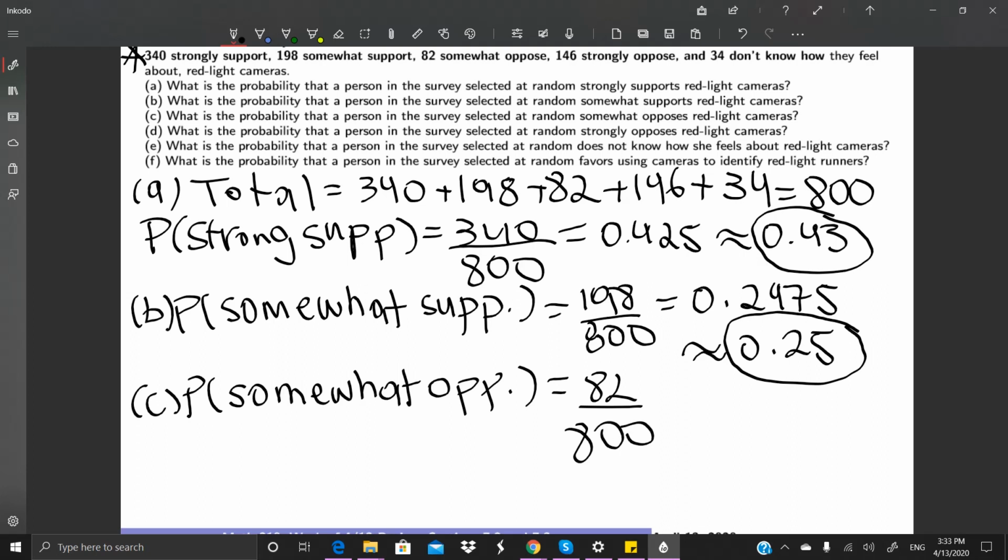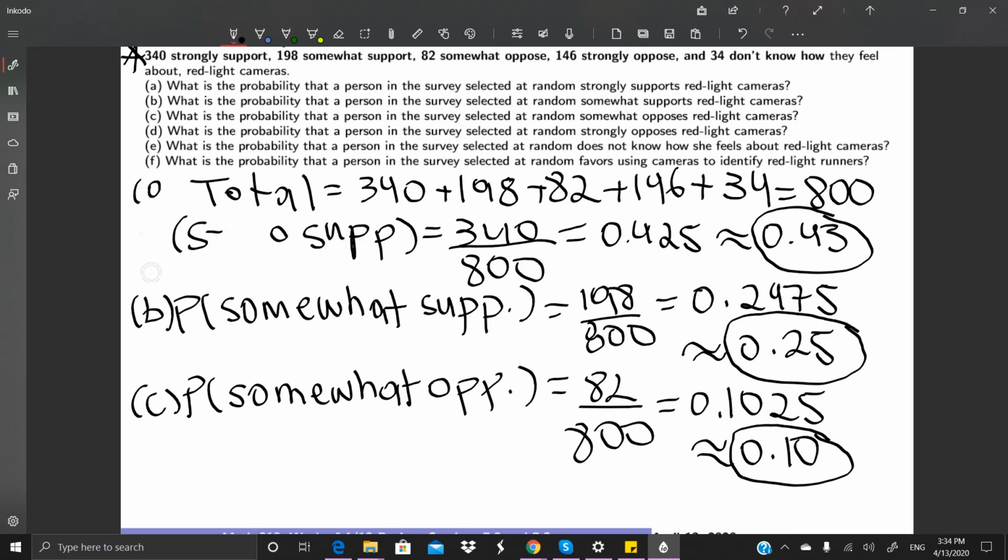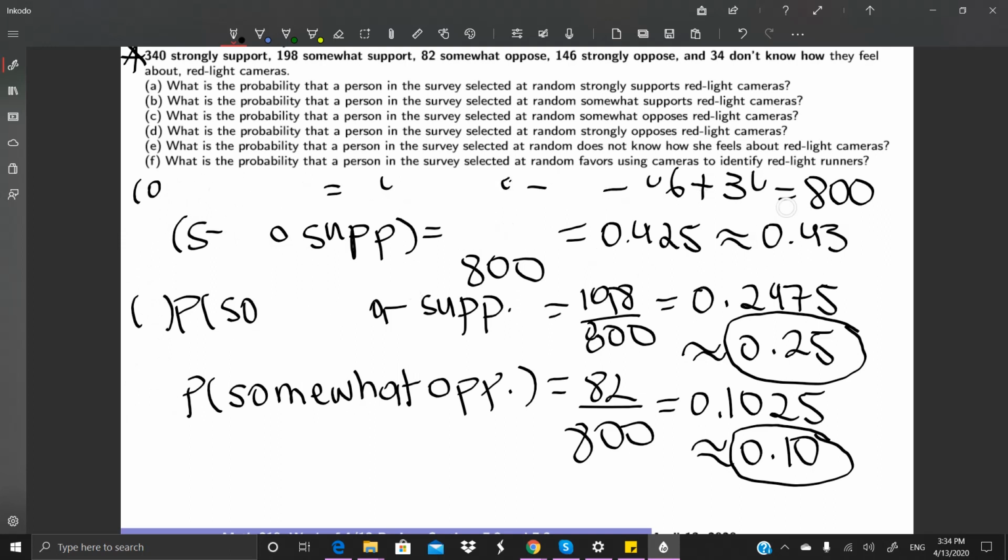Hopefully you can see that that should come out to be around 10%. Well, it's exactly 0.1025 and approximately equal to 0.10. If we're going to round off to 2 decimal places, this is what you would enter. Okay, so we've answered 3 so far. Let's answer the rest. All right, so let's erase all this.